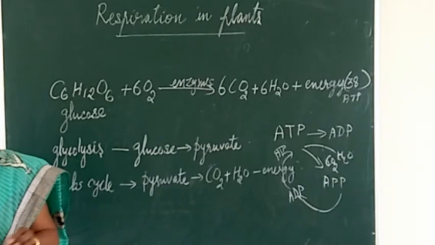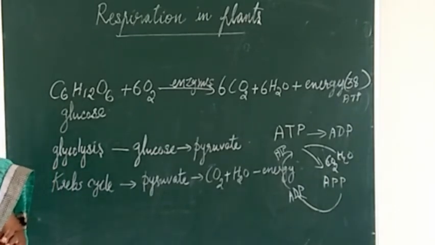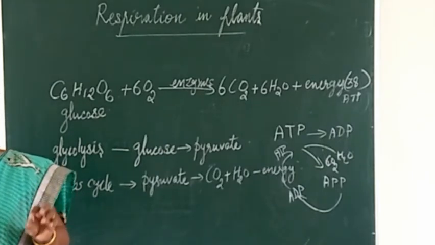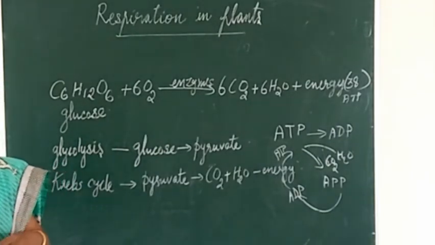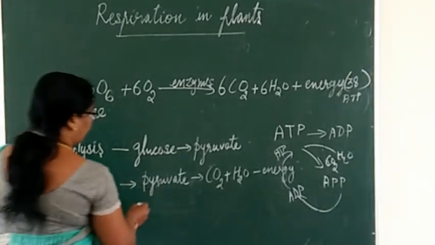Living organisms show two types of metabolic activities. One is called anabolic and the other one is called catabolic. Anabolic means it is a constructive process.